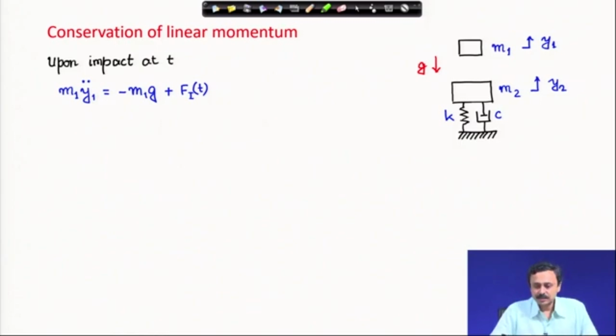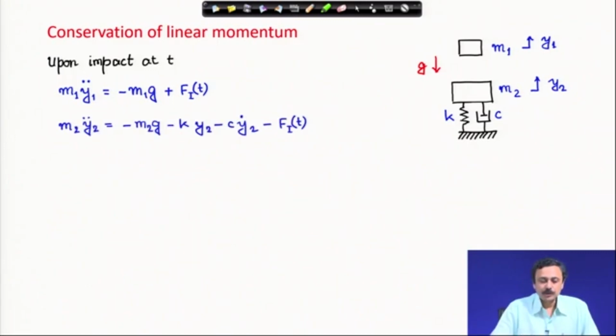When this mass m1 impacts m2, at that instant an impulsive force will act on m1 as well as m2. On m1 it is directed upwards, therefore on the right hand side I write it as plus Fi, impulsive force at the point of impact. Therefore, m1 y1 double dot is equal to minus mg, which is vertically downwards, plus Fi, impulsive force, which is vertically upwards.